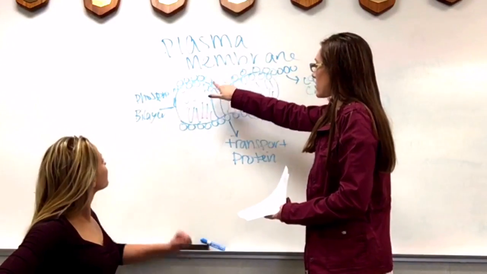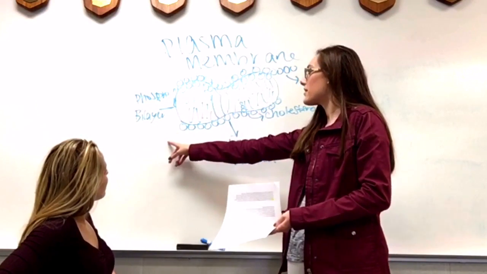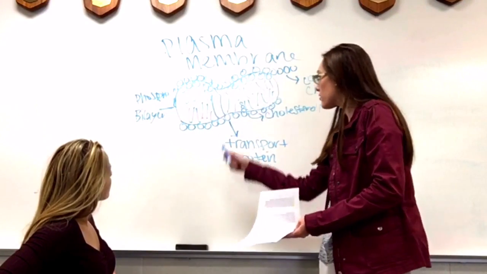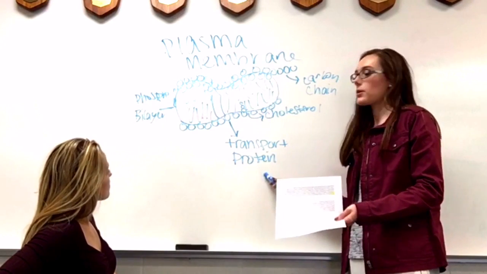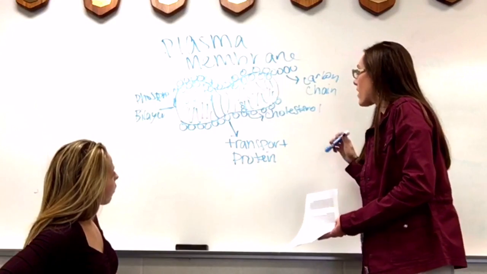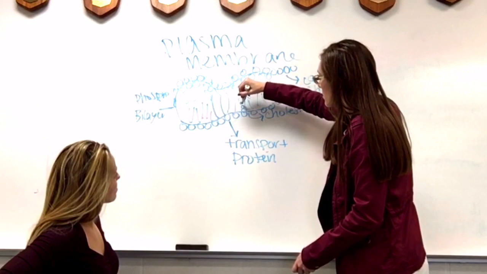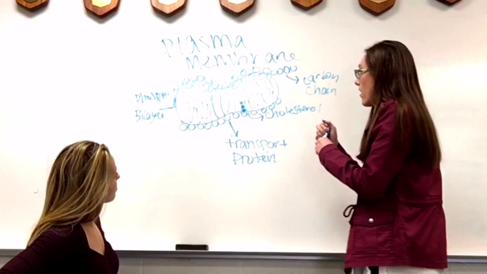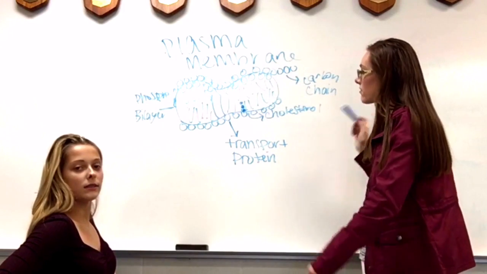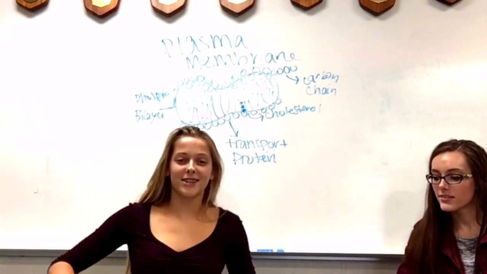These are the polar heads. There are two of them, on top and bottom. This is the phospholipid bilayer, all this in between. And right here is the transport protein, which transports materials through the cell. The cholesterol is right here. And the carbon chain is the part with the polar heads sticking out of it. Those are all things that you should memorize.